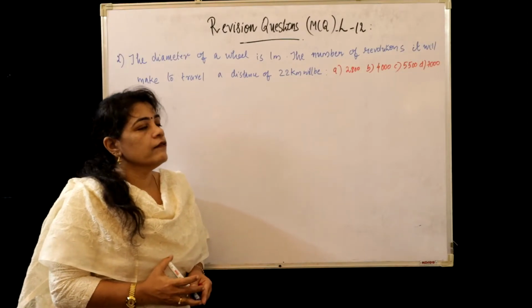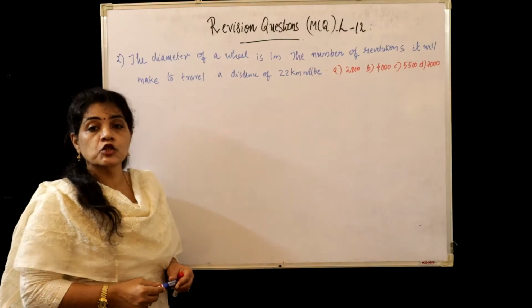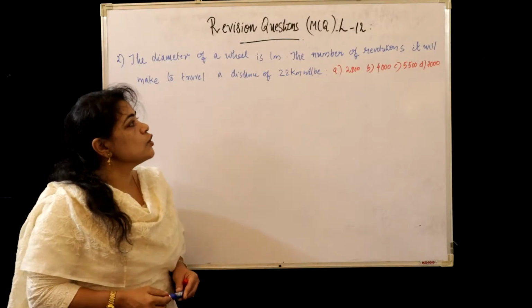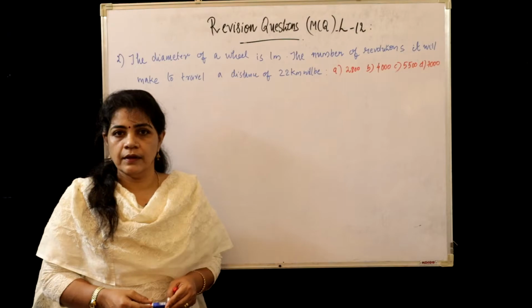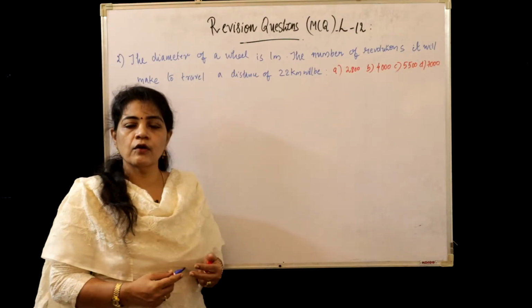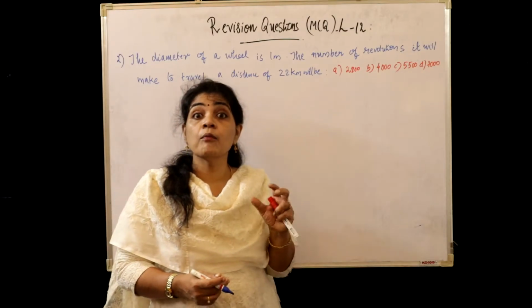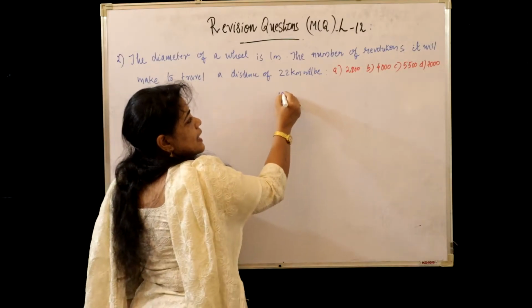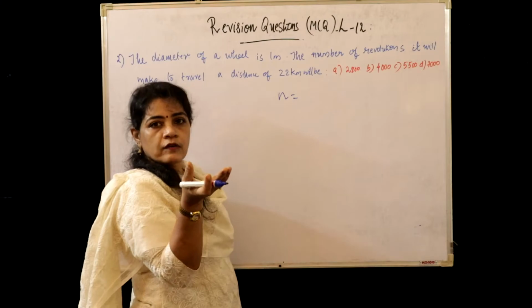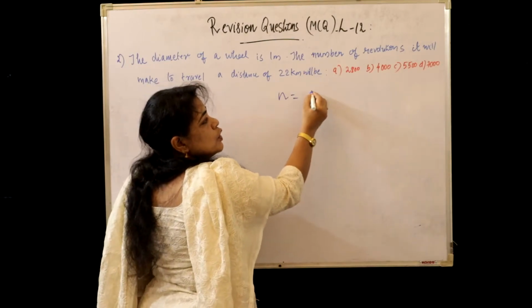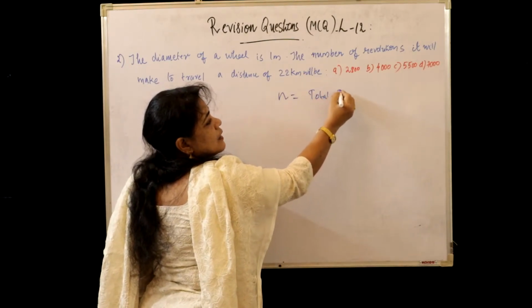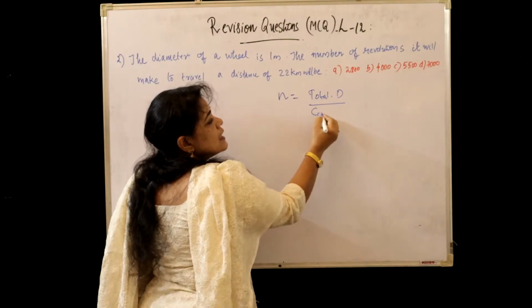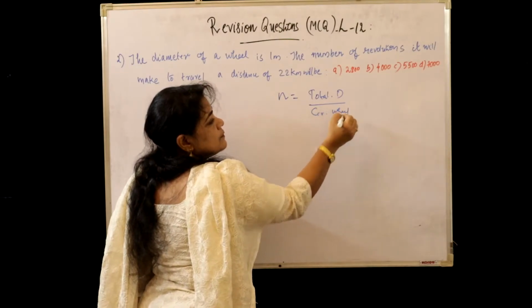Now the second question: the diameter of the wheel of a car is 1 meter. The number of revolutions it will make to cover a distance of 22 kilometer will be. Four options are given. Here what is asked? The number of revolutions. And by formula, N denotes the number of revolutions, and that is equal to total distance covered divided by circumference of the wheel.